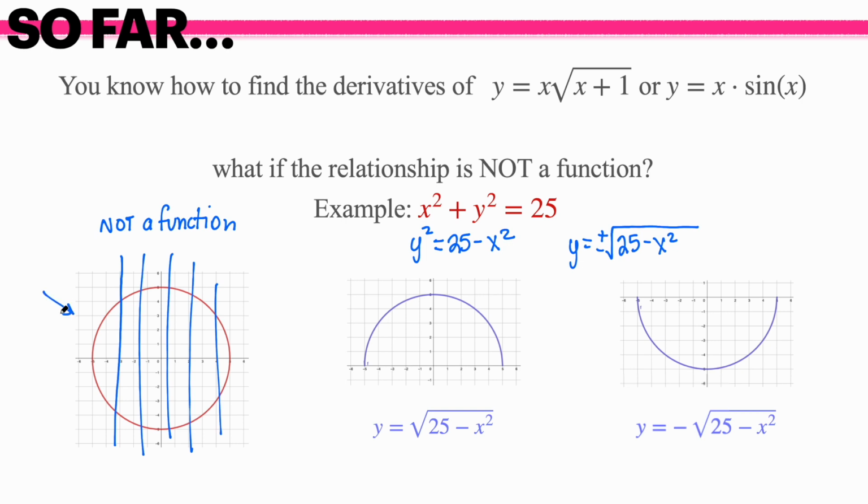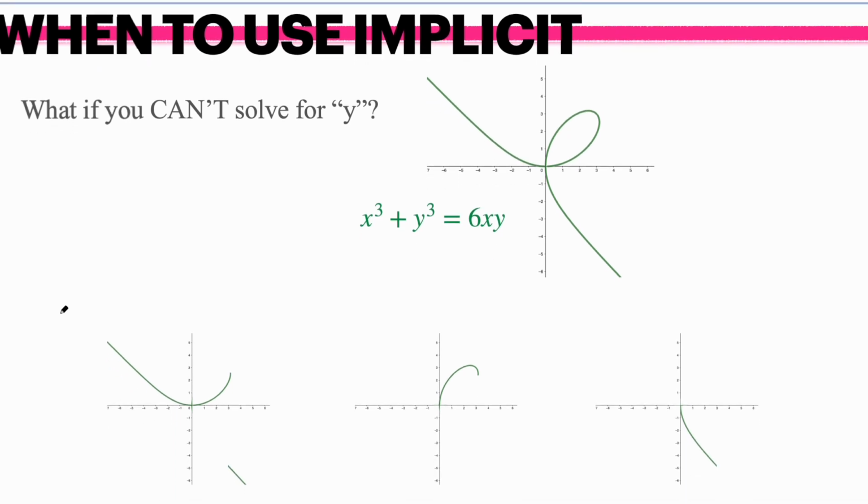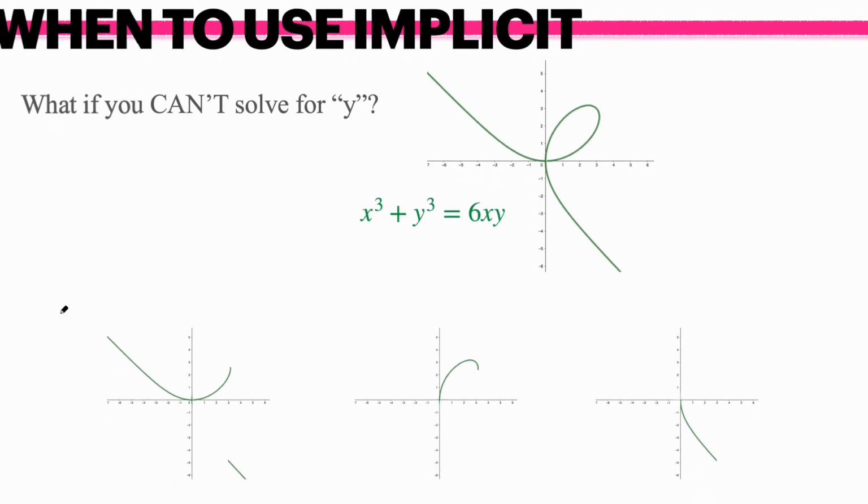If you were to put them together, that's how you actually get the circle. A lot of times you will not be able to solve for y. In the case above, we were able to solve for y, but we still had to break it into two functions, the positive and the negative. But there are going to be cases where it's impossible to solve for y, because y will be stuck in two different terms that you can't factor it out of.